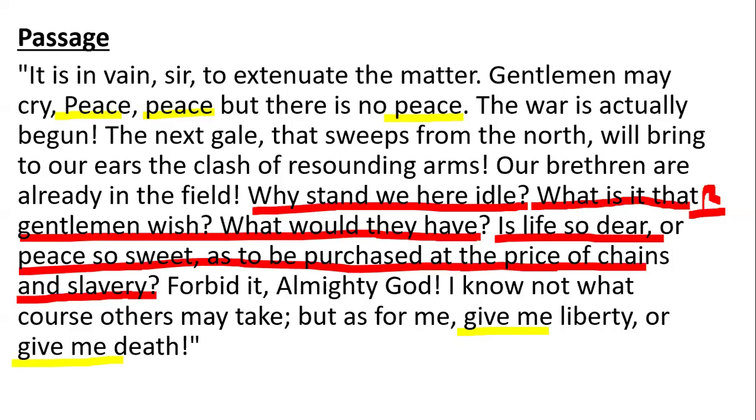Right? So if we stay here idle, then we will be overtaken and they will rule over us. All right. By the way, this actually happened. This was a real excerpt. This guy was talking about how America needed to fight for their independence against the British, and this was his speech.